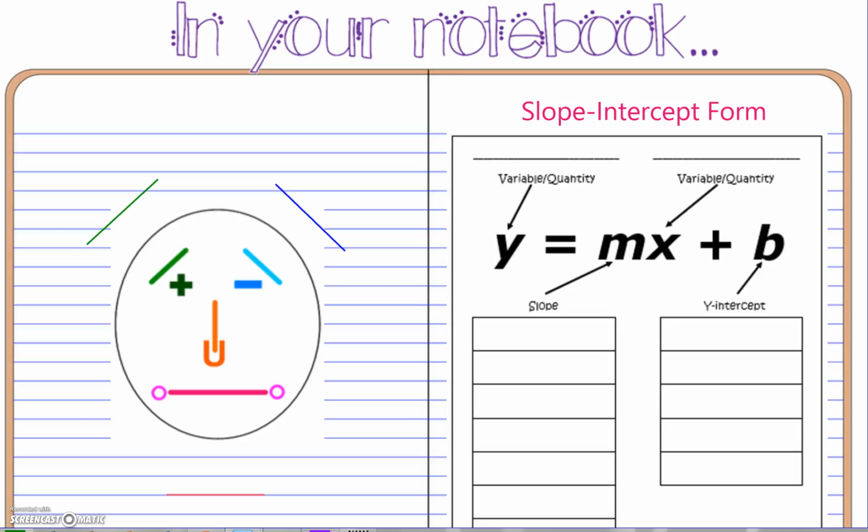Now, in your ISN, your foldable goes on the next blank page. Then put Mr. Slopeman on the other. This tells you that if it's going up like this, it's positive. If it's going down, it's negative. If it's up and down, it's undefined. And if it's horizontal, you know the slope is 0.